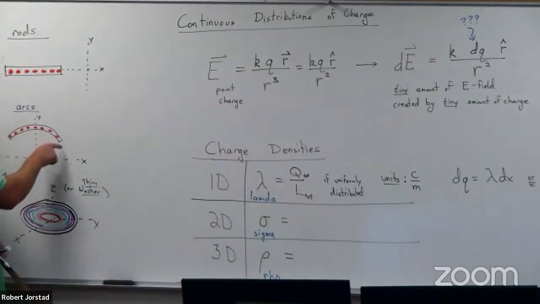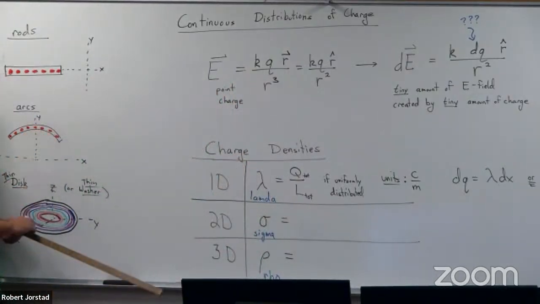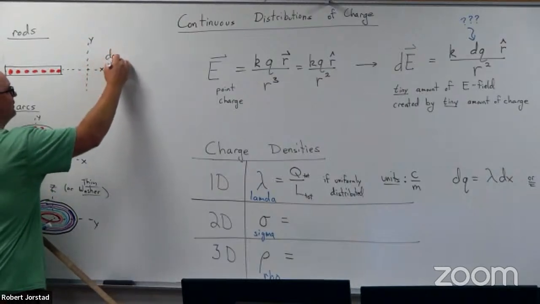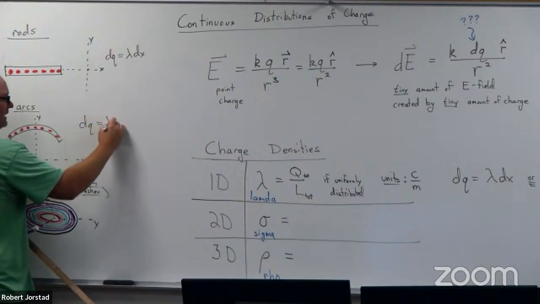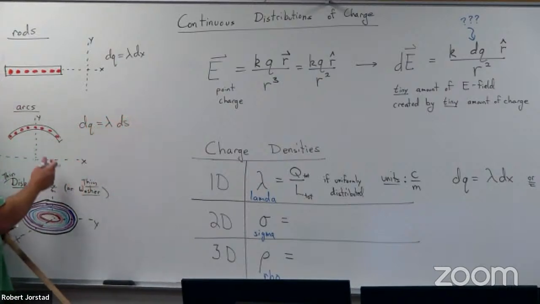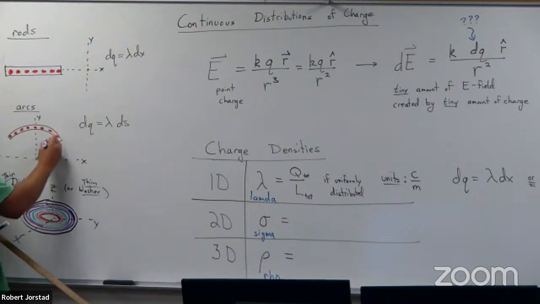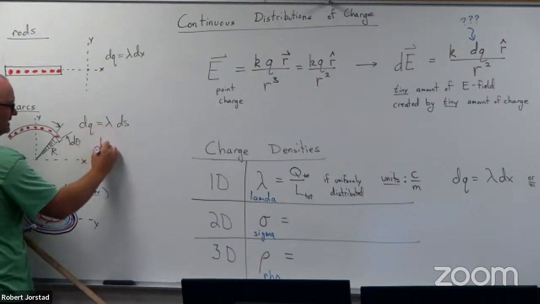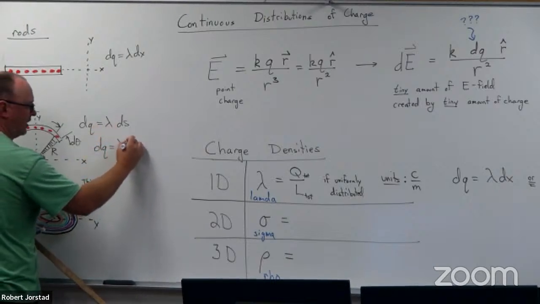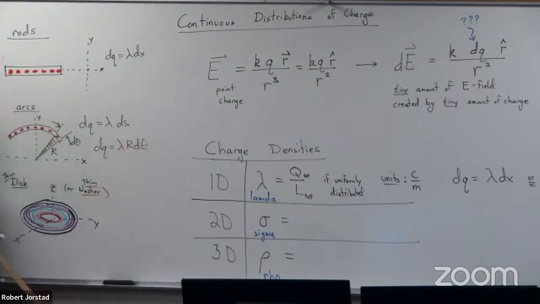But if you had an arc, we might need to use lambda. So let me just put it here. Here, dq would be lambda dx. Here, dq would equal lambda ds, where this would depend on a radius and a small amount of angle called d theta. So in these problems, dq is usually lambda r d theta.